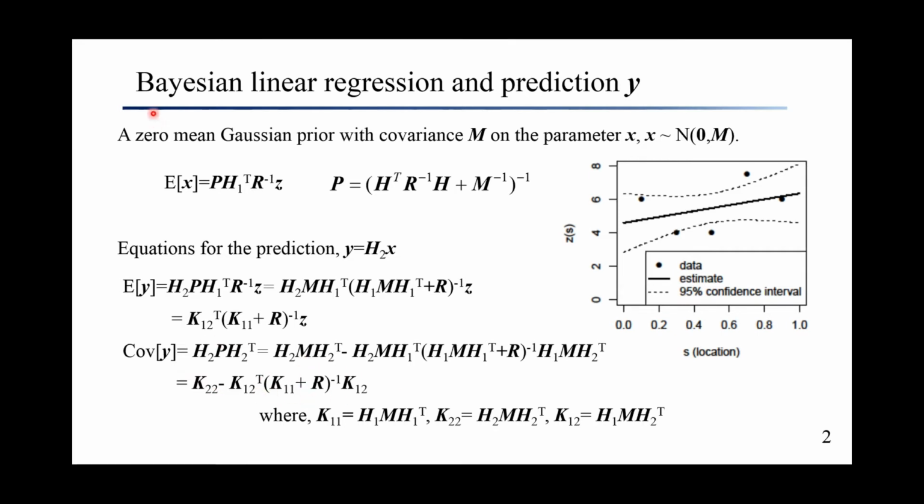This theory is known as Bayesian linear regression. It's a very famous one. And from this covariance matrix, we can estimate the 95% confidence interval like this. Here we use the matrix K. K takes the form H, prior covariance, H transpose. This matrix K plays an important role.